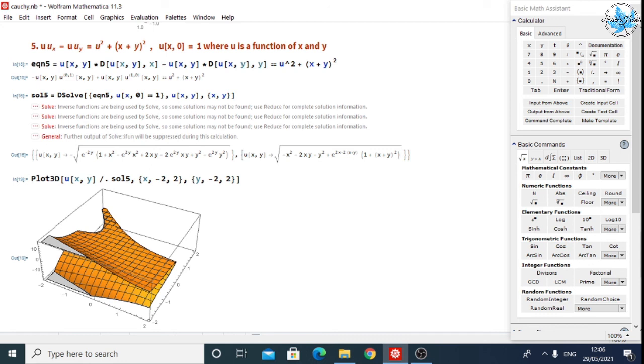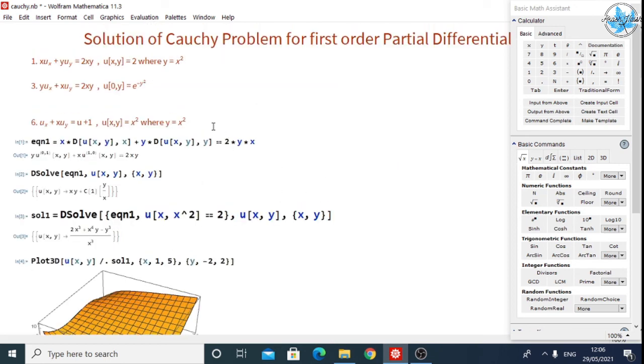So similarly you can also plot the graph of equation 6, and you can solve the equation by just simply writing the dsolve command, and first write the equation 6, and equation 6 is for your homework. Okay, so I'm writing here, this is for your homework.